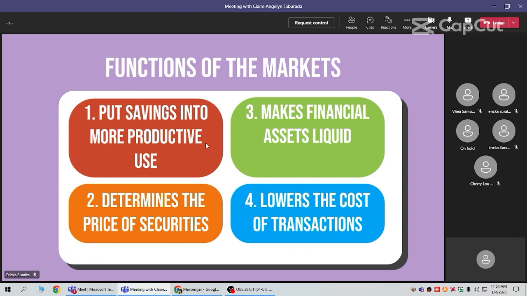So number two is determine the price of securities. Investors aim to make profits from their securities. However, unlike goods and services whose price is determined by the law of supply and demand, prices of securities are determined by financial market.